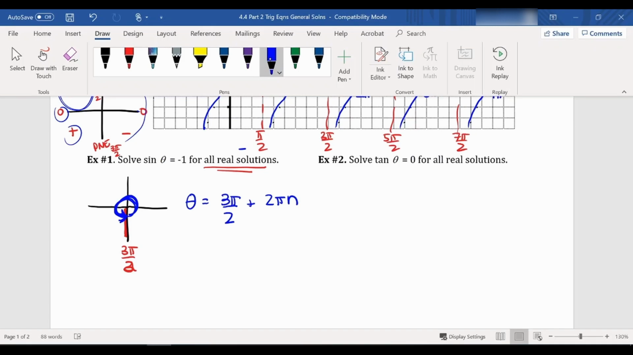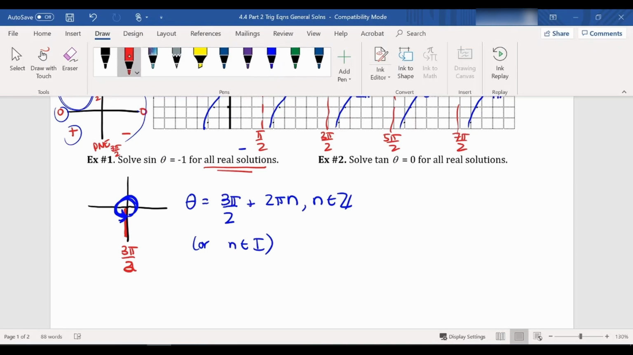But n needs to be an integer. I must add entire circles in either the forward direction or the backwards direction. So we're going to write n is an integer, okay? So you can see, hopefully this looks familiar from when we did coterminal angles, okay? So we found the first one, and essentially we're finding all the coterminal angles to that angle that we solved for.